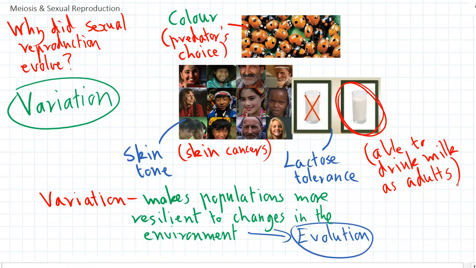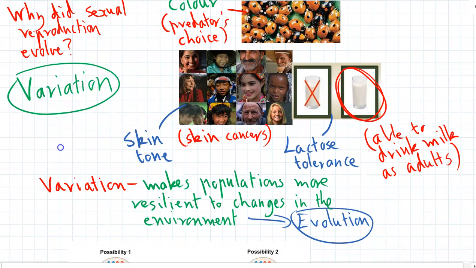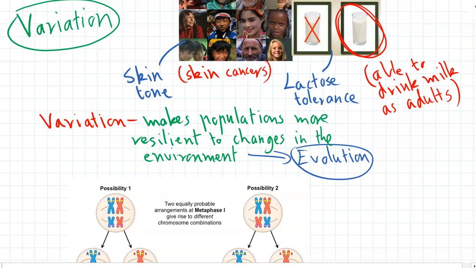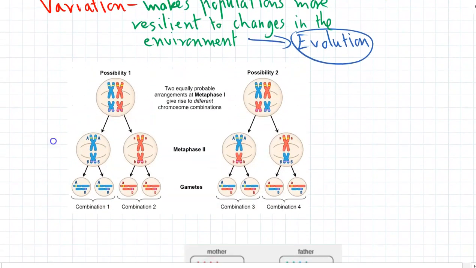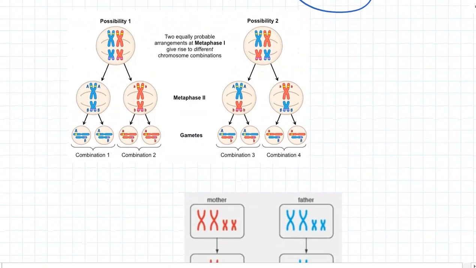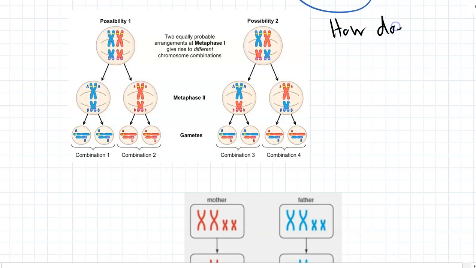All right. So variation is the key. Sexual reproduction causes variation, and variation helps populations to survive. The next question, though, is how does sexual reproduction cause that variation?